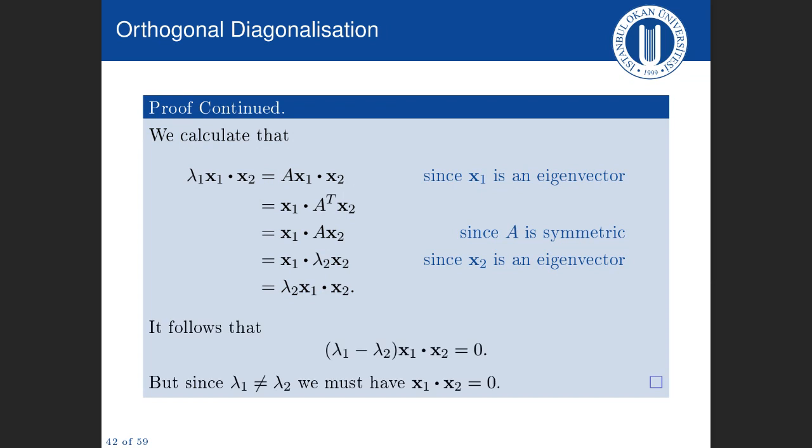Rearrange this. That means that lambda 1 minus lambda 2 multiplied by x1 dot x2 is the number 0. But lambda 1 is not equal to lambda 2. So the only way this could be equal to 0 is if x1 dot x2 is equal to 0, and that finishes the proof.